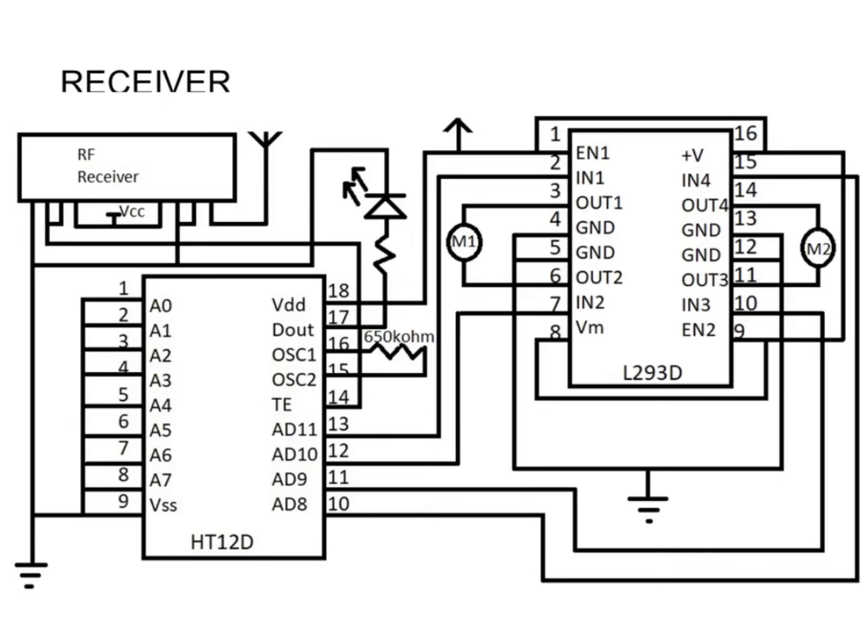Now if I give a command to my robot to make a sharp left turn, then pin numbers 2 and 7 will be active high, and pin numbers 15 and 10 of L293D will be active low, which means that pin numbers 12 and 13 of HT12D will be active high, and pin numbers 10 and 11 of HT12D will be active low.